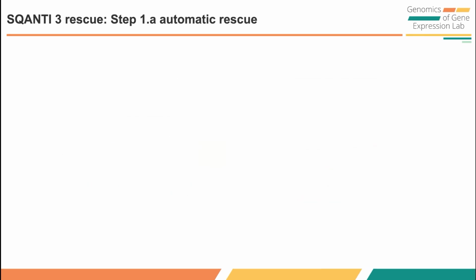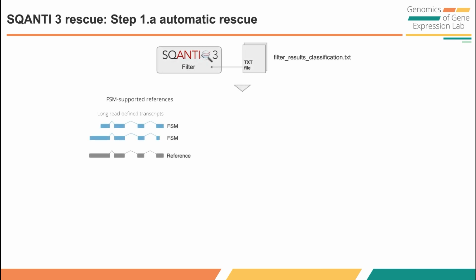Step 1A is automatic rescue. The automatic rescue strategy in SQANTI3 is designed to recover full splice match isoforms. To achieve this, the first step is to retrieve all reference transcripts that were represented by at least one full splice match in the original post-quality control transcriptome. This information is available in the associated_transcript column of the classification.txt file.